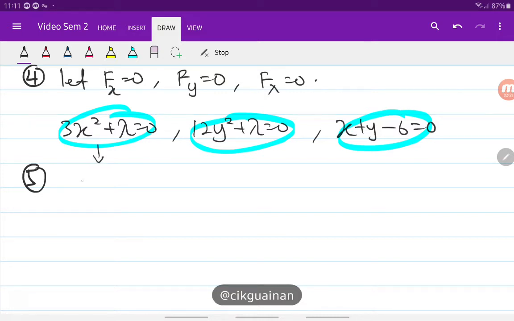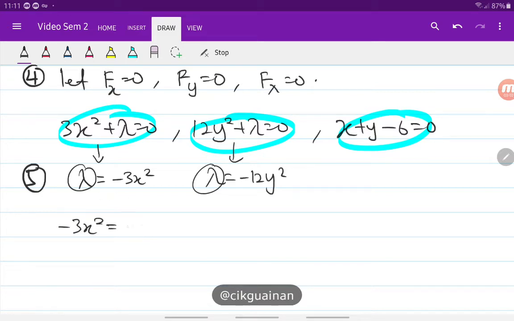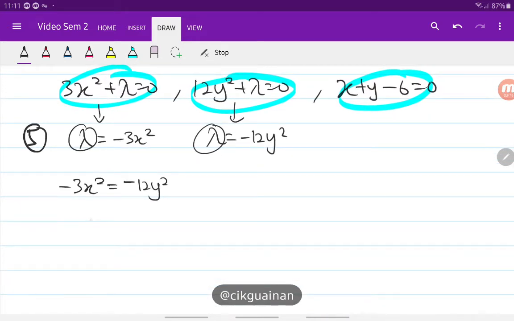We can rearrange them to become lambda equals minus 3x squared, and lambda equals minus 12y squared. These equal each other, so minus 3x squared equals minus 12y squared. And then we can cancel, so x squared equals 4y squared. You see something easy shown already. So x, we rearrange the constraint to become 6 minus y.